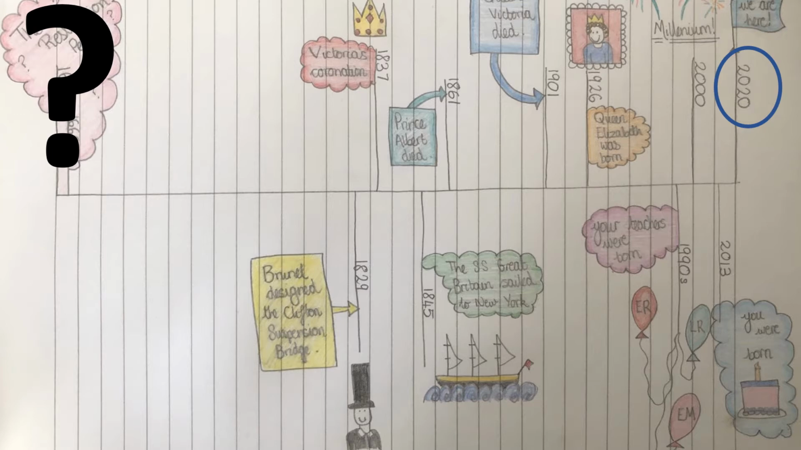So we are going to start by going back in time and having a look at all the different parts of history that we've already learnt about. And we're going to start where the blue circle is on my slide, where we are the year 2020, and we're going to go back in time all the way back to the mysterious question mark in the corner, which is the period of history that we're going to be looking at.